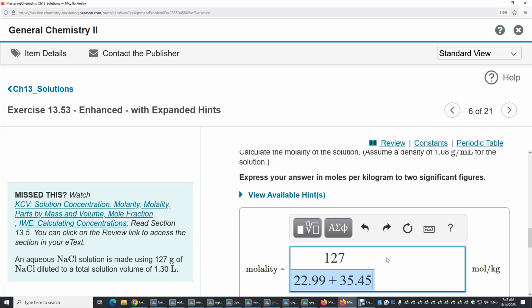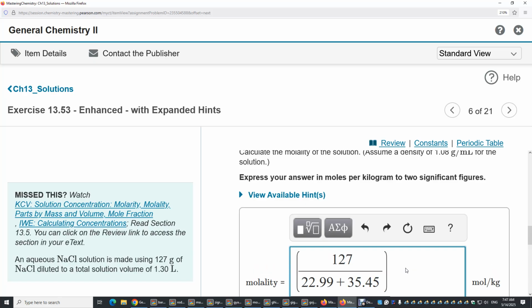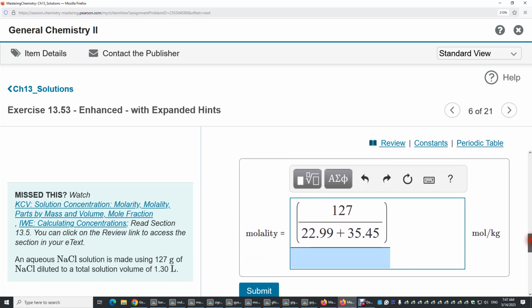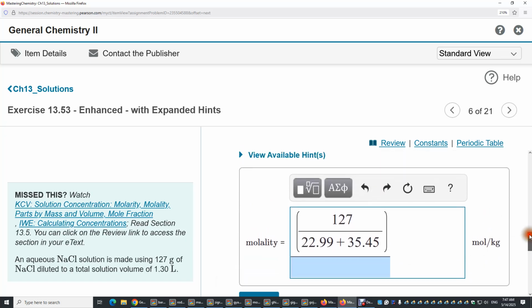This is the number of moles of the solute. So I'm going to put this in a pair of parentheses. This is the number of moles of sodium chloride. Now divided by the mass of water. How do we get the mass of water?